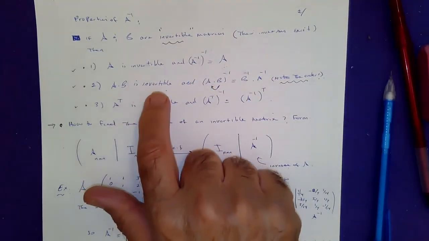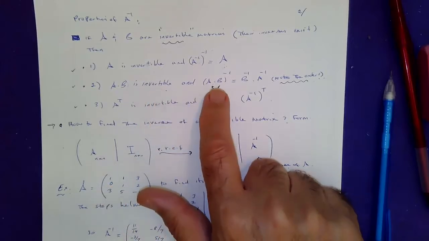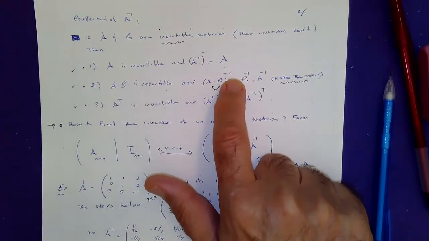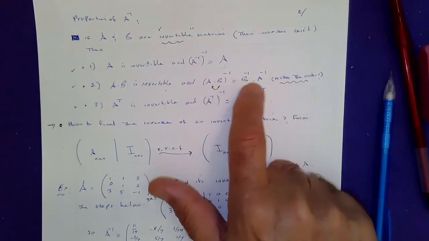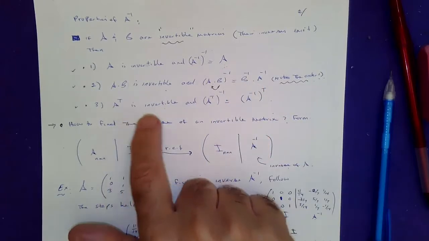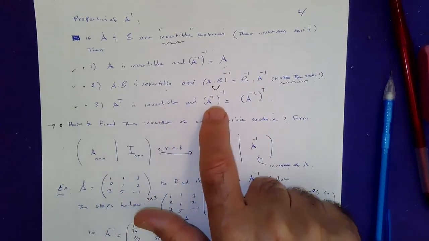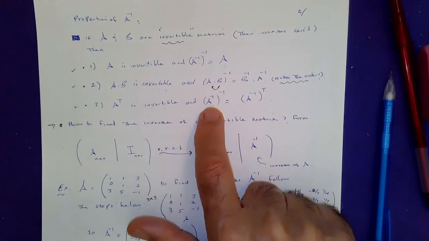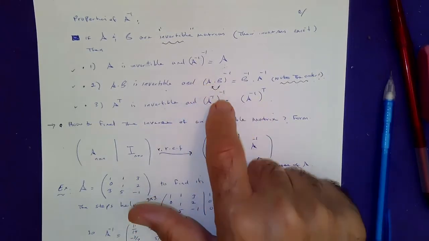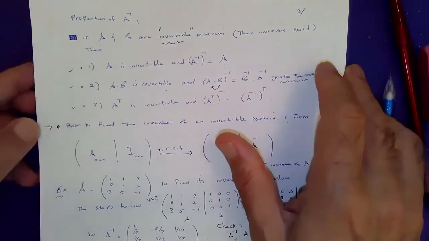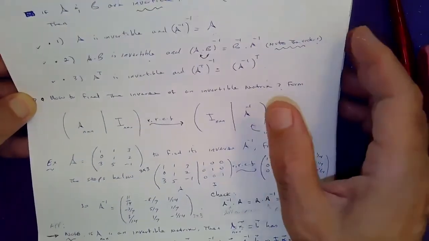If A times B is invertible, then the inverse of A times B is B inverse times A inverse. Notice the order I have to switch. If A transpose is invertible, the inverse of the transpose of a matrix is the transpose of the inverse. These are three important rules, properties of the inverse.